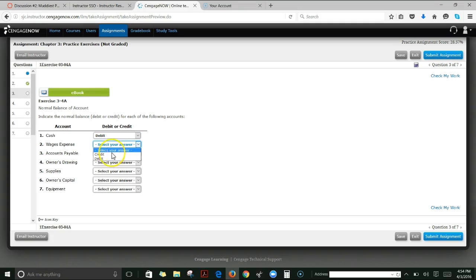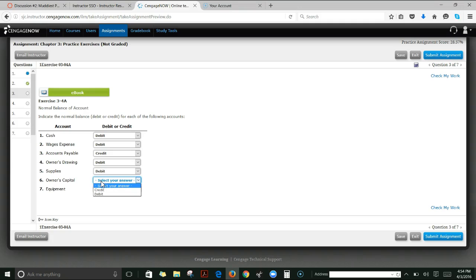Wages expense is a debit balance normal account because it decreases something that's found on the right side, which is your owner's equity. Accounts payable is a liability, which is found on the credit side or right side of the equation. Owner's drawing decreases your owner's equity, so it has a normal debit balance. Supplies are an asset and have a normal debit balance.